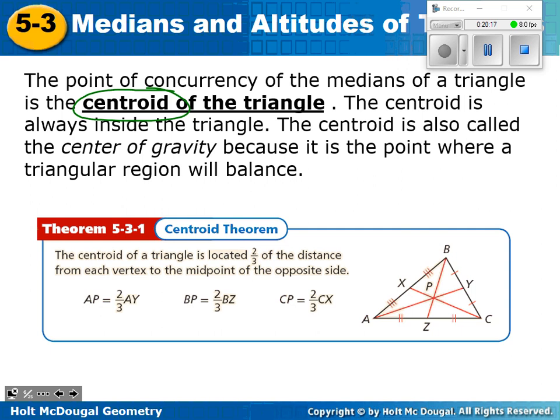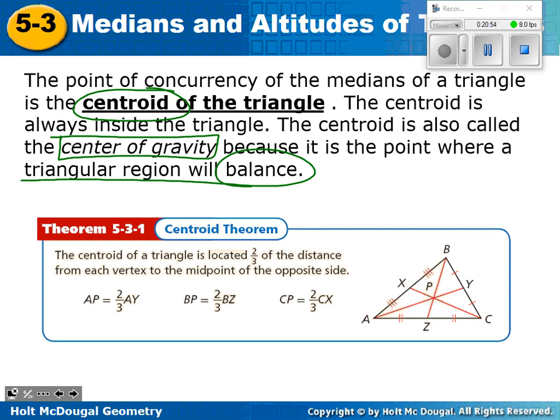The first thing that's true about it is that it is called the center of gravity. And what we mean by that is if I had a triangle and I wanted to take that triangle and stick it on the tip of my pencil and get the triangle to balance, where I would need to place the tip of my pencil is at the centroid. It's the balancing point. It's the center of gravity. So it is where the triangular region will balance. It is directly in the center of your triangle. Okay?